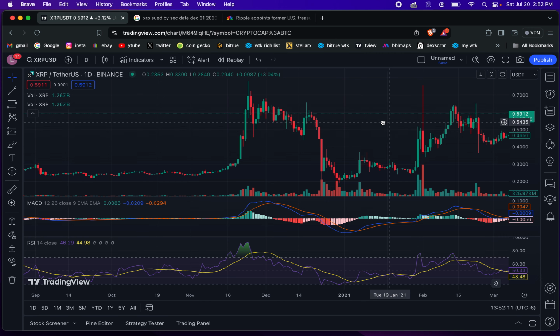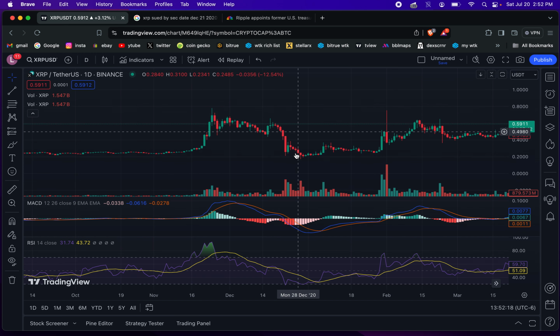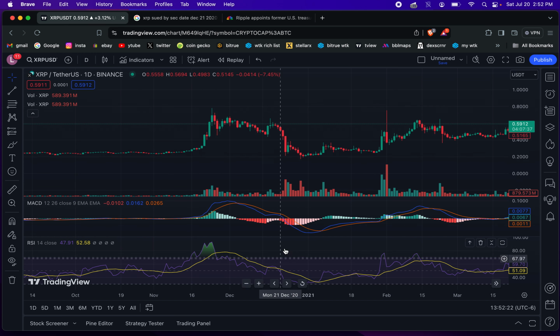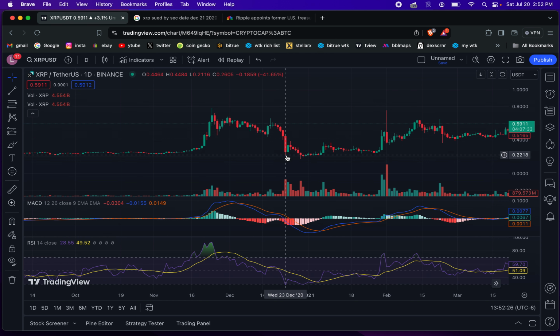All right, so we're here. December 21st, 2020 was the day they got sued, and it went all the way down. Look at this RSI, it hit perfectly on December 21st. What I'm talking about, it hit below 30 right there. So if you had entered on RSI below 30, you'd be swimming in the money right now.